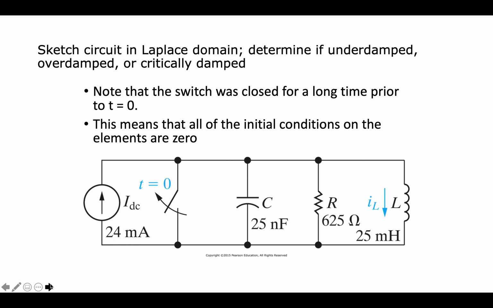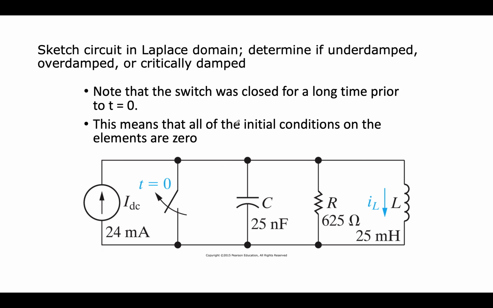So here's a classic example of a circuit in the Laplace domain. This is a parallel RLC. In this case, everything starts with initial conditions of 0. You open this switch at t equals 0, and you're to sketch the circuit in the Laplace domain. Determine if it is underdamped, overdamped, or critically damped.